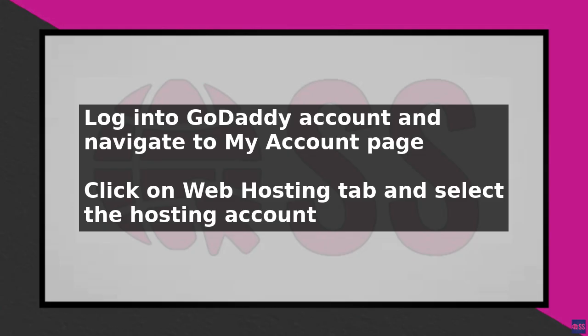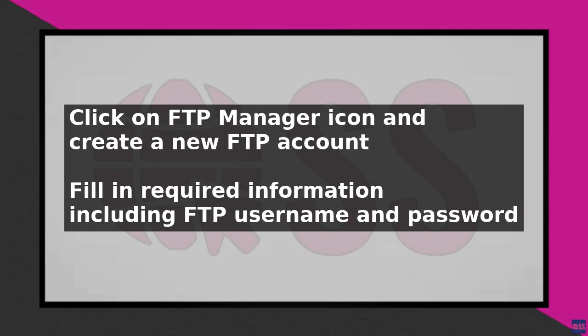Click on the Add FTP Account button and fill in the required information, including the FTP username, password, and directory. Choose a strong and unique password for your FTP account, and make sure to select the correct directory for your FTP user. You can choose to give the FTP user access to the entire public_HTML directory or a subdirectory.